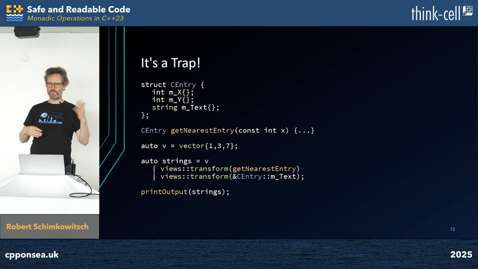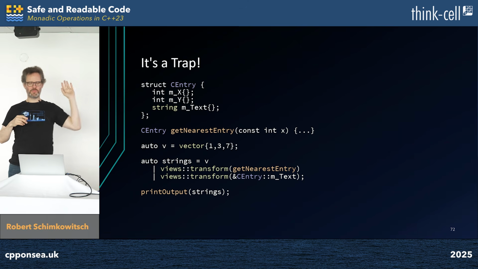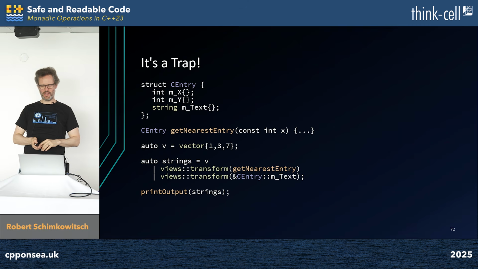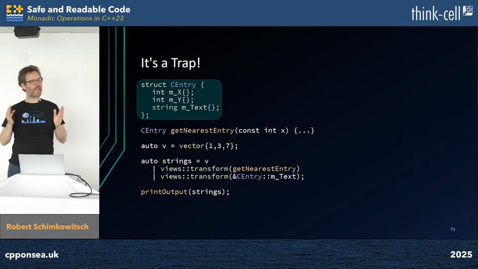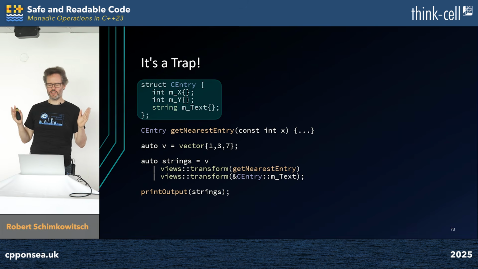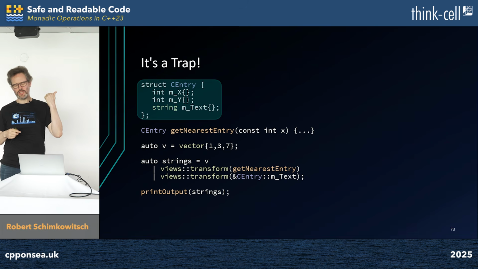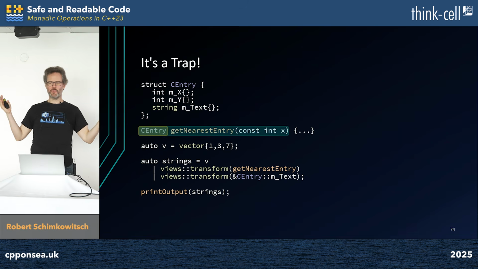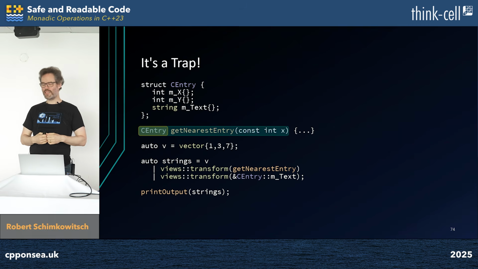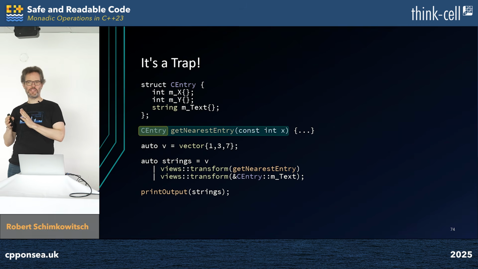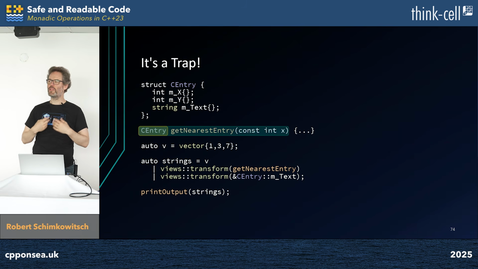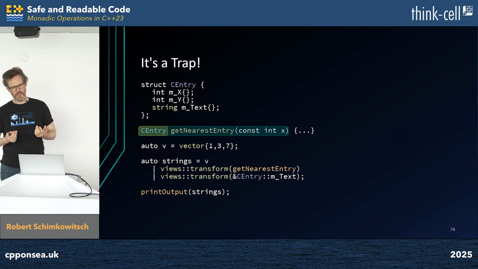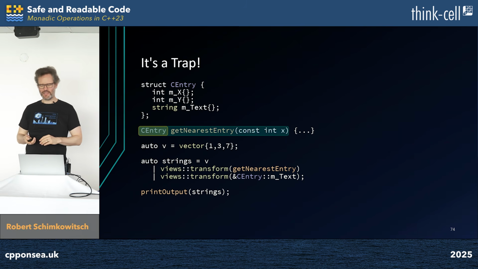Depending on your compiler, build settings, and so on, this may crash, output garbage, or maybe even work. Let's walk through it quickly. We have a simple struct called cEntry. It has 2 integers and 1 string. And we have a function called getNearestEntry, which accepts an integer and returns a cEntry by value. And the implementation does not really matter here.